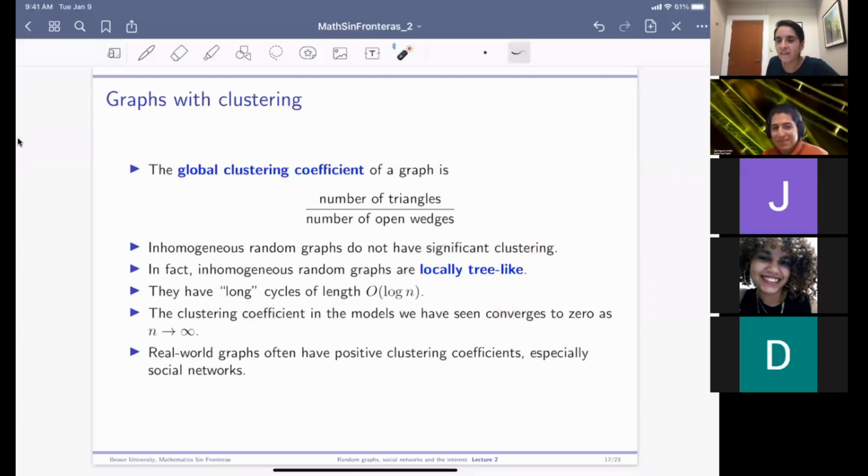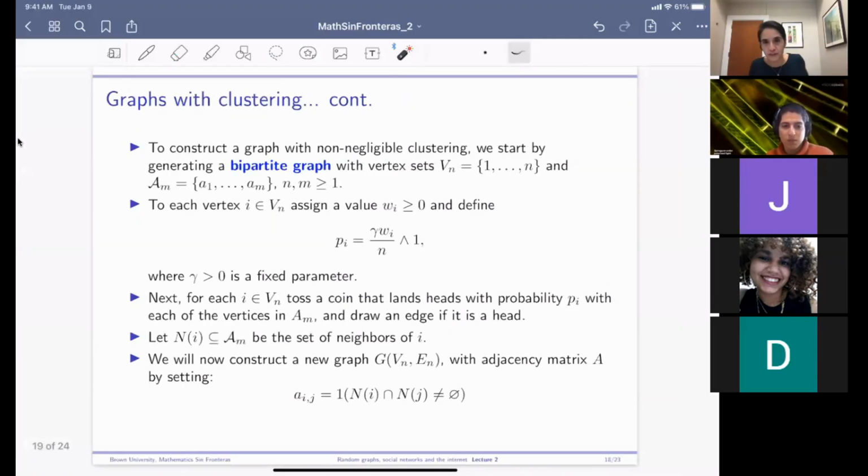So the fact that those cycles tend to be large and that we have this sort of locally tree-like thing means we don't have any significant clustering in any of the models that I talked about so far. Right, so what do we do? Well, we have to move on to another model, and it's going to be probably the last model that I'm going to talk about today.